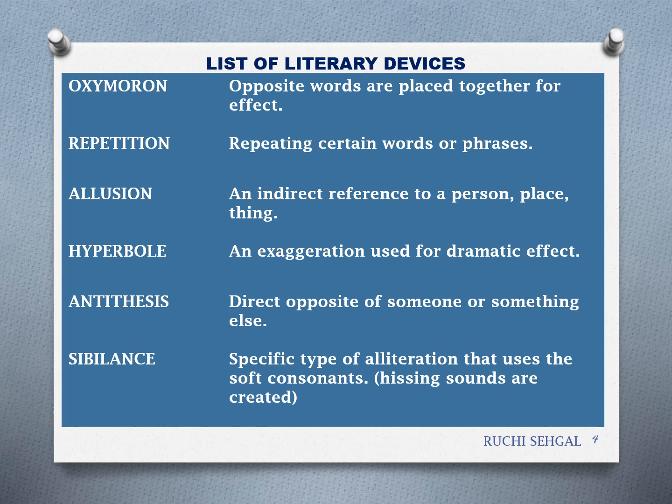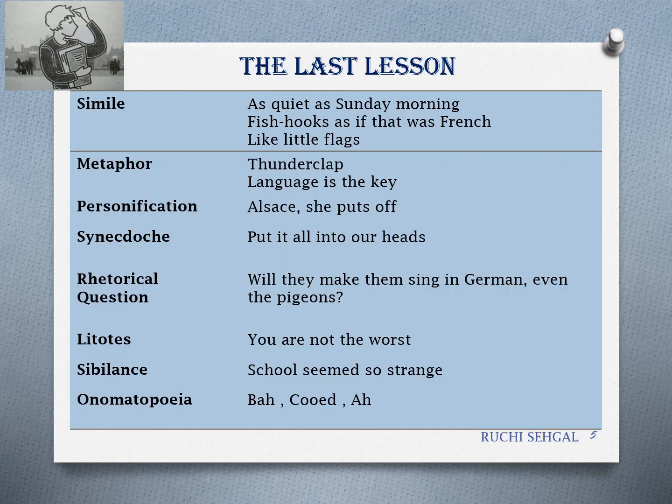Sibilance is specific type of alliteration that uses the soft consonants, creating that hissing sound. Example, school seems so strange. From your chapter last lesson, so you can hear the hissing sound. Now moving on to specific chapters and examples of literary devices from these chapters.